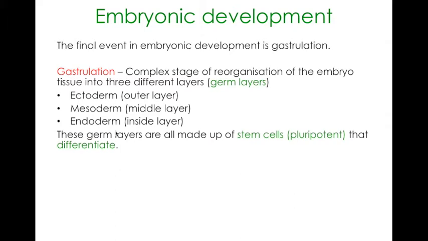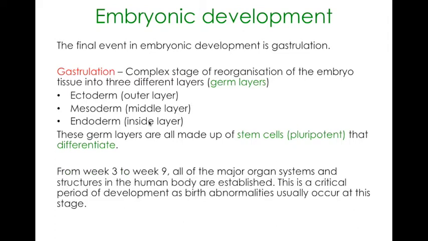Okay, and these germ layers are all stem cells, but they are pluripotent. In other words, they still have incredible capabilities of becoming any cell, but they are no longer totipotent, which means they can become any, because now you've split off and you've specialized into 3 particular layers. And from weeks 3 to 9, that is when you get the development of the major organ systems and structures. It's also a critical time during the development, because this is where abnormalities occur, your birth defects.